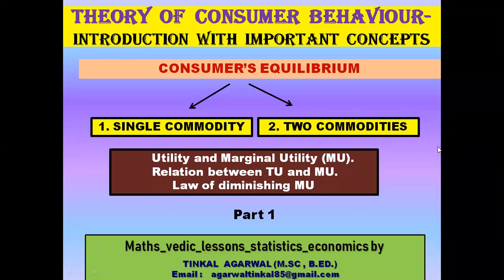In this video, I will share a very important chapter of economics, theory of consumer behavior, which I will introduce with some important concepts: utility and marginal utility, relationship between total utility and marginal utility, law of diminishing marginal utility. These concepts we will need in part 2. We will discuss consumer's equilibrium in part 2, for single commodity and two commodities. So let us start part 1.